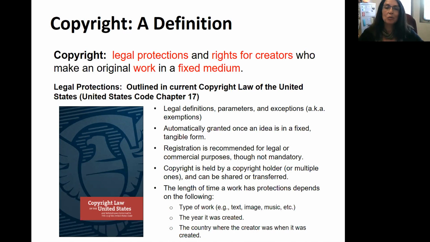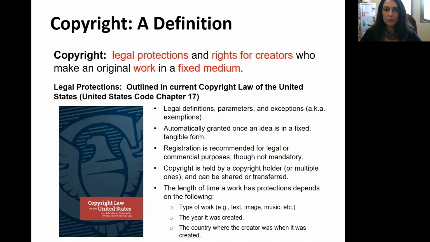This happens also with the articles that we get in journals and serials. Whenever an author has an article published in a journal, a lot of times they sign away their copyright to the publisher, and the publisher has the copyright and can do what they want with it. We'll go over that later, but that's another example of how copyright can be transferred.